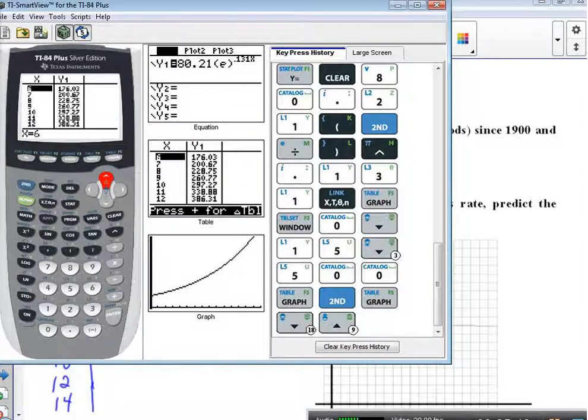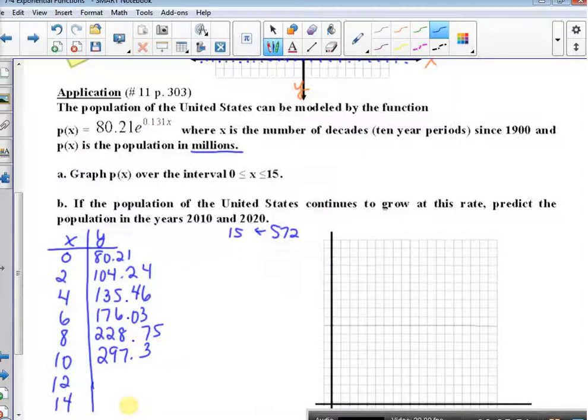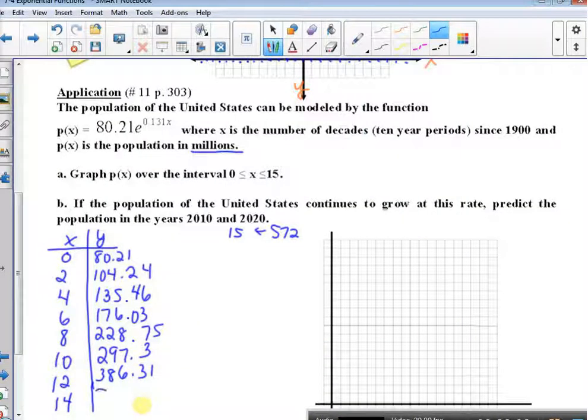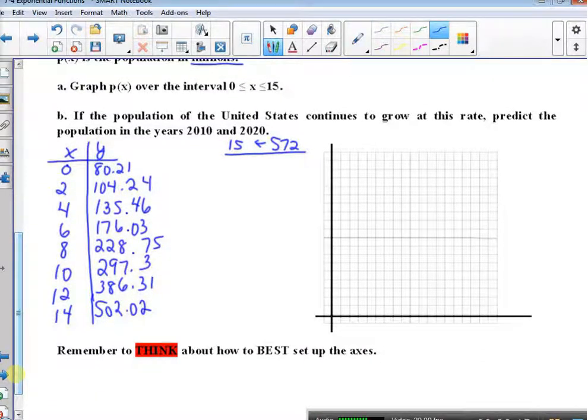I didn't write those down. 12 is 386.31. And 14 is 502.02. And then we had 15 is 572. So when we're setting up our axes here, I need to somehow get to 500 on the y-axis because this is the population in millions. And this is the number of decades for that x and y axis.